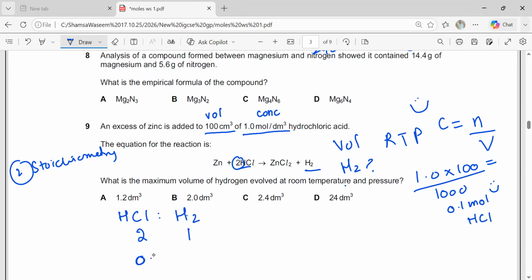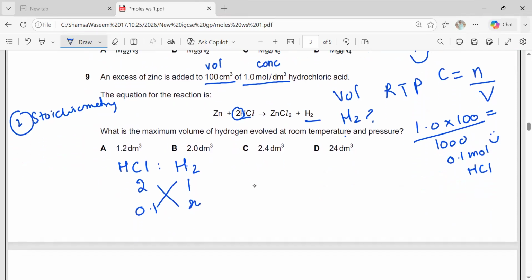So 0.1 mole of hydrochloric acid is going to give us x moles of hydrogen. We are going to do cross multiplication. So we will get 2x equals 0.1 into 1. So x will be 0.1 divided by 2. Great. So we'll get 0.05 moles of hydrogen.